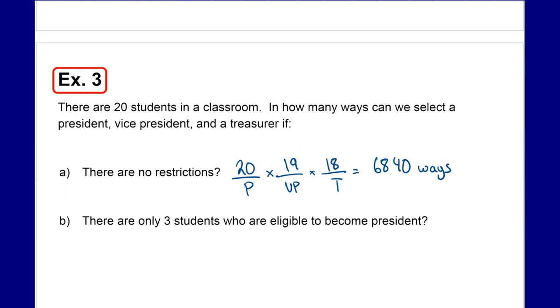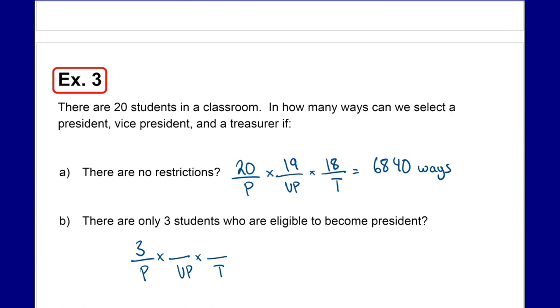What if there are only 3 students who are eligible to become president? How does that change things? Well, let's go take a look. We have our 3 events. If I look at the first event, the probability of becoming a president, there are only 3 students that are able to become that. Does that change the next one?